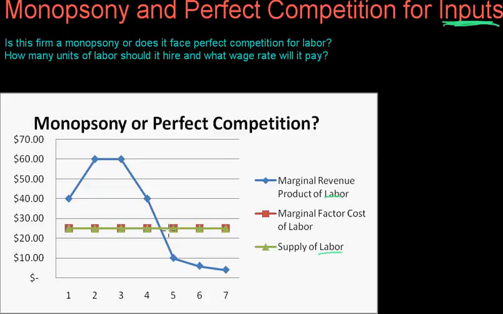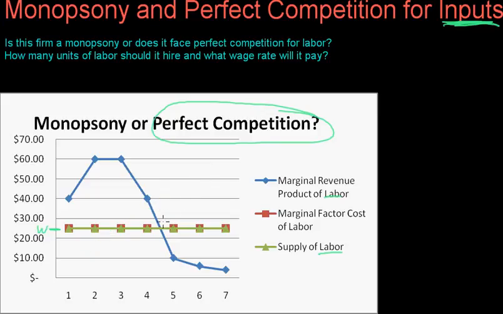So here's my answer. The wage rate is constant. The supply of labor is a flat line, and the marginal factor cost of labor is a flat line. And this is all just equal to the wage rate, so I could just put right here, this is equal to W. So we know that it is facing perfect competition for inputs because it does not face an upward sloping supply of labor curve. It does not have a line that looks like that.